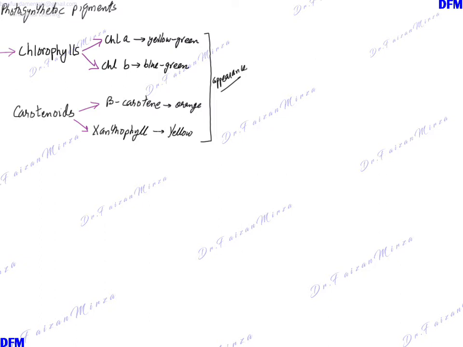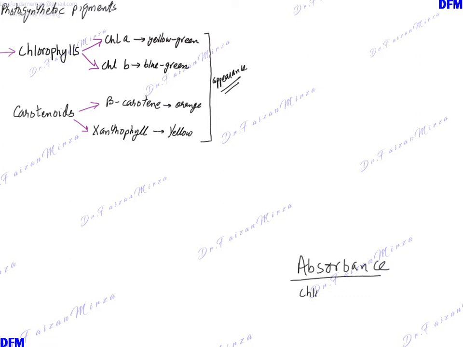So chlorophyll A and chlorophyll B, they appear yellow-green and blue-green respectively, whereas beta carotene and xanthophyll appear orange and yellow. Appearance means that this is the light that they are reflecting back. So if beta carotene appears orange, it means that it is reflecting orange color back and it's absorbing all the remaining colors in the visible wavelength. Similarly, if for example chlorophyll A is appearing yellow-green, it means that it is reflecting yellow-green back and it is absorbing every wavelength other than the yellow and green wavelengths, and so on and so forth.